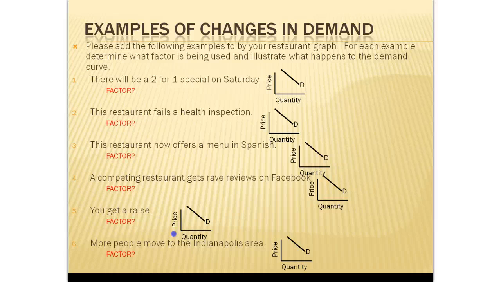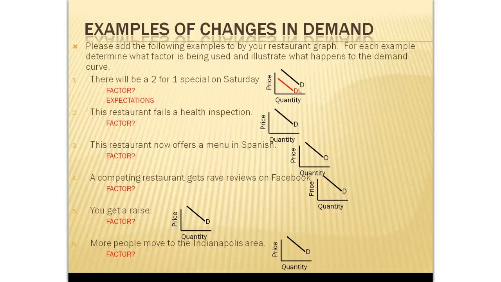If you said expectations, you would be correct, because we're talking about Saturday and today's Friday. So we're not talking about today. This is talking about Saturday, so this will affect the demand for the restaurant today. If today's Friday and they're going to have the 2-for-1 special on Saturday, that means your demand today will decrease, and you'll have a left shift in demand today. Remember, whenever we're talking about demand, we're talking about the demand for this product now.